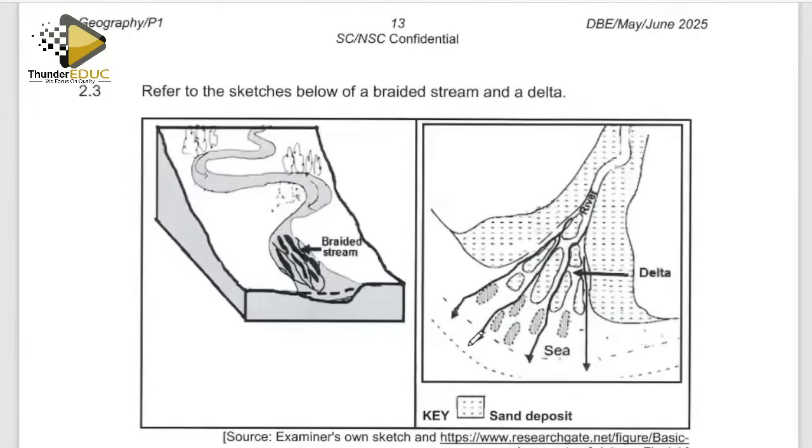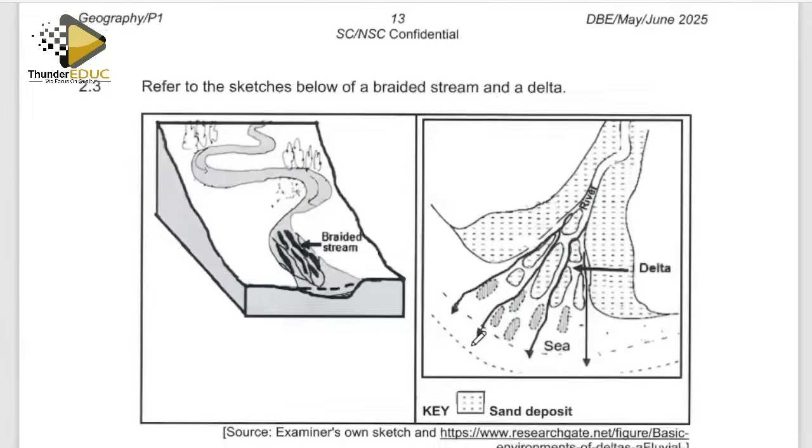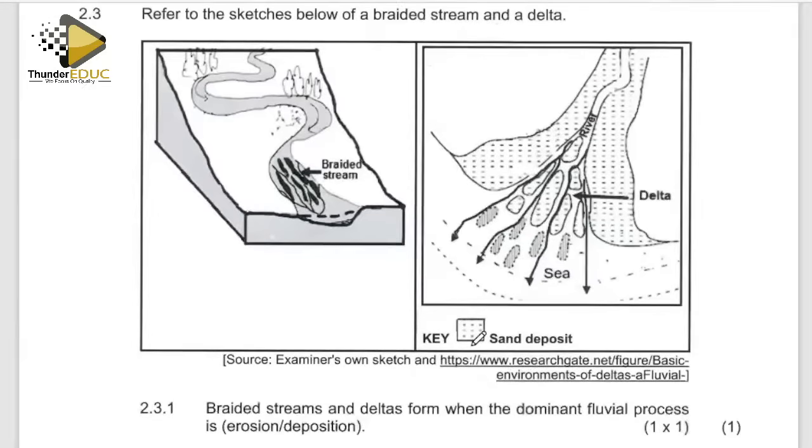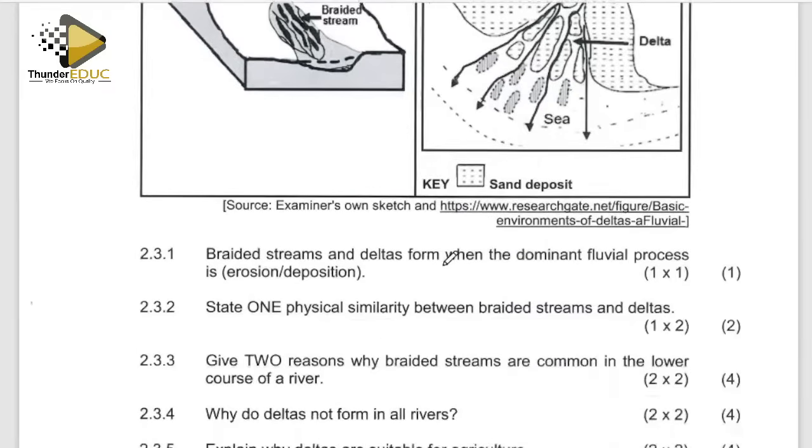Refer to the sketches below of a braided stream and a delta. That is a braided stream, we can see there, and that is a delta. These are both features that are found in the lower course of the river. Braided streams and deltas form when the dominant fluvial process is deposition. Deposition causes the development of braided streams and deltas, because the rivers will be depositing loads in the river channel, resulting in distributaries or in a network of channels within the same channel.